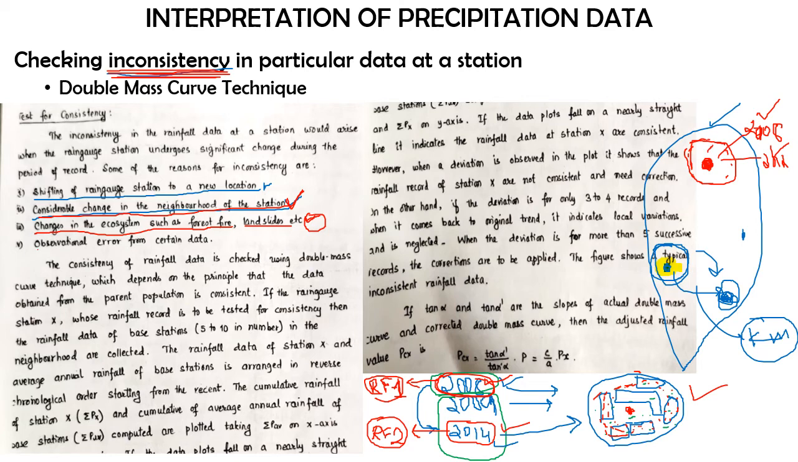Now the fourth point is observational error from certain data. So this is basically what? A human error. What this point is trying to say is human error.